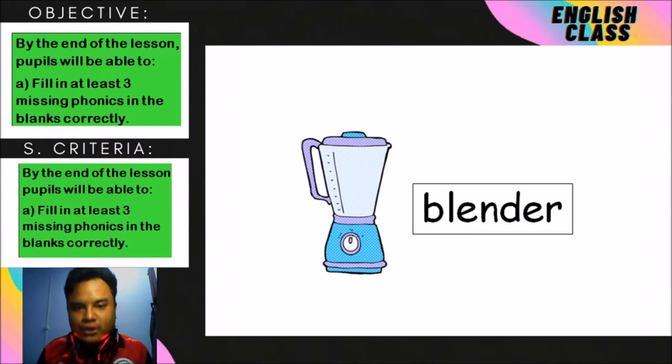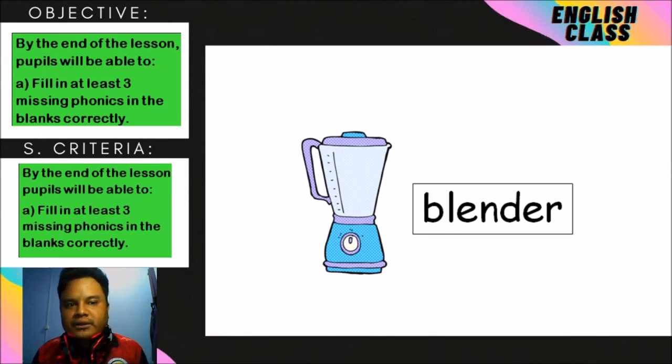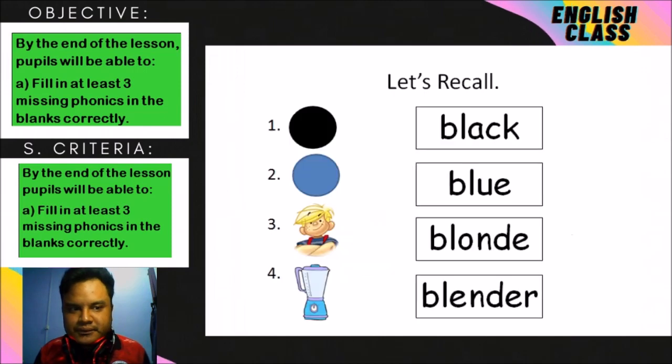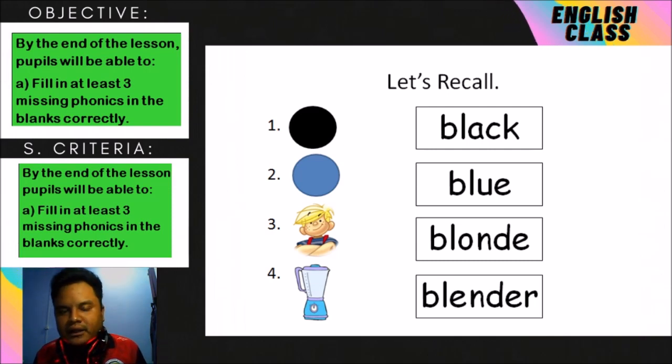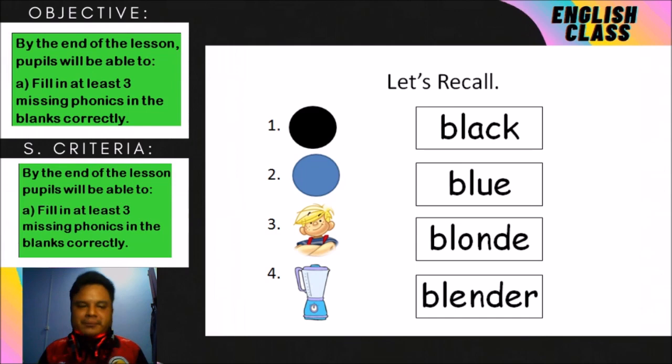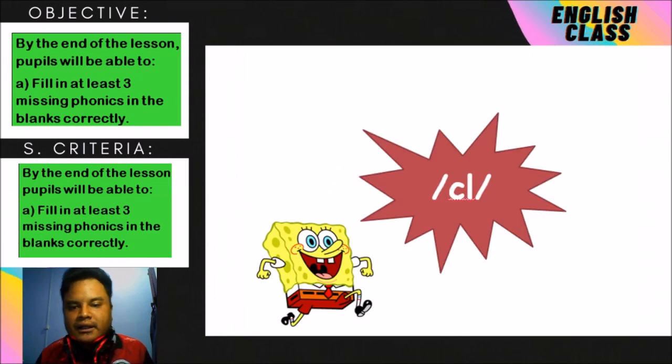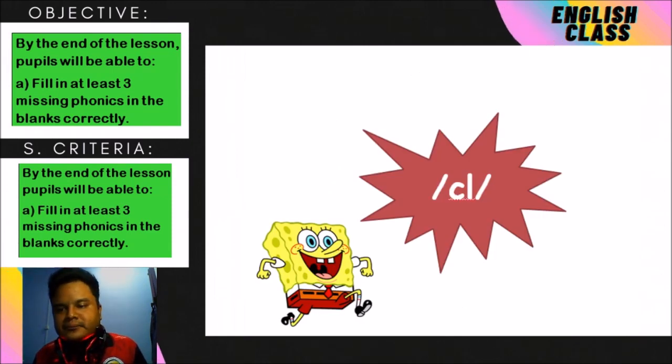Now, let's recall what words we learned for the B sound. Okay, number 1, read it loudly. Number 1, black. Number 2, blue. Number 3, blonde. Number 4, blender. Alright, good job. Now, let's learn about a new sound. Kl.